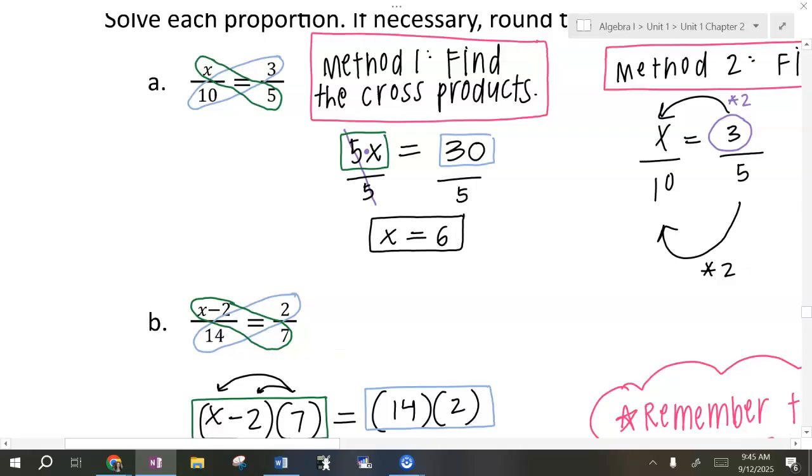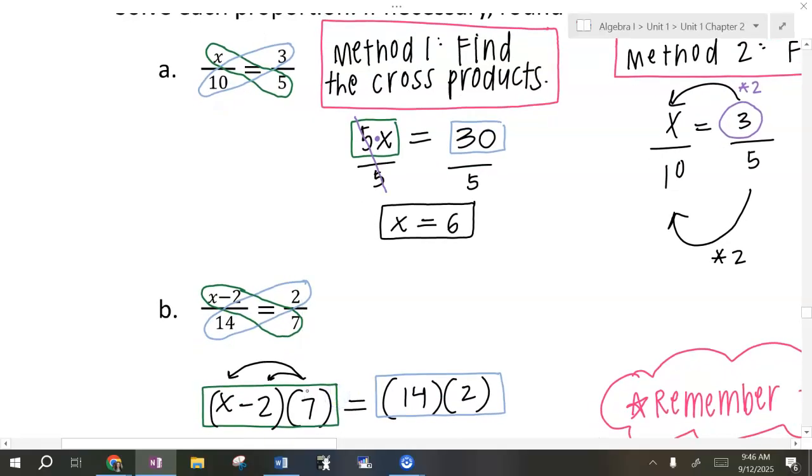Now let's try one that's a little trickier. This one's a little trickier because it's not just an x, it has 2 terms. It has x and minus 2. When I multiply the cross product, the biggest thing that people mess up is that they forget they have to put the x minus 2 in parentheses. You have to multiply x minus 2 all by 7, meaning that you have to distribute the 7.